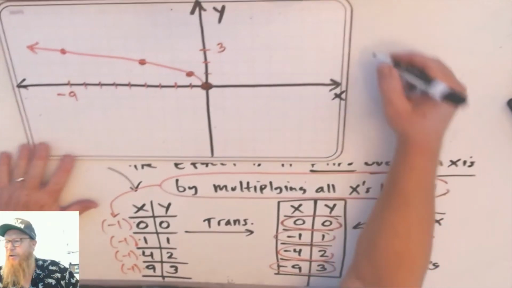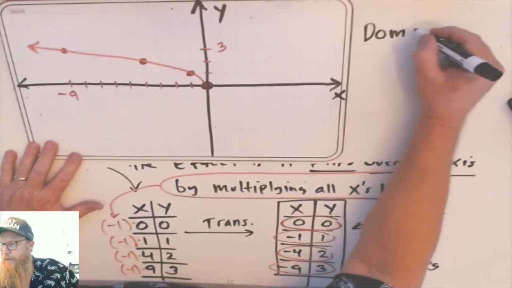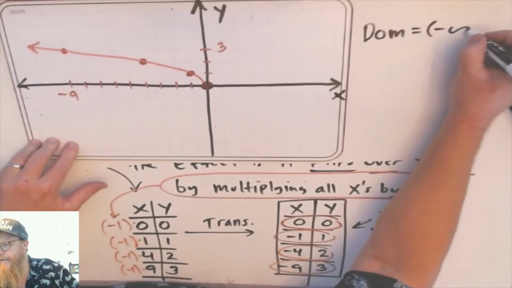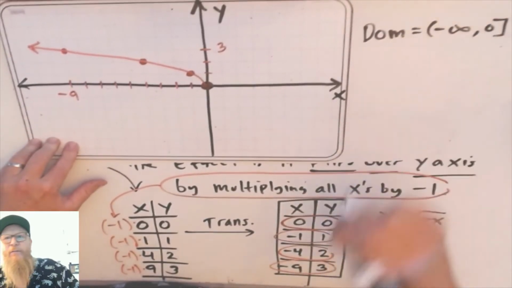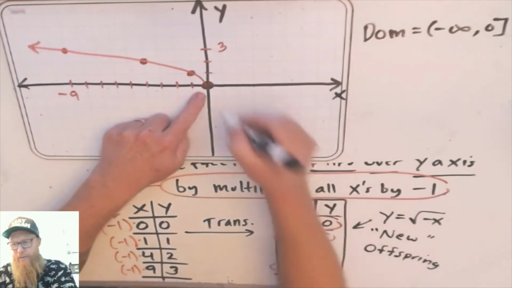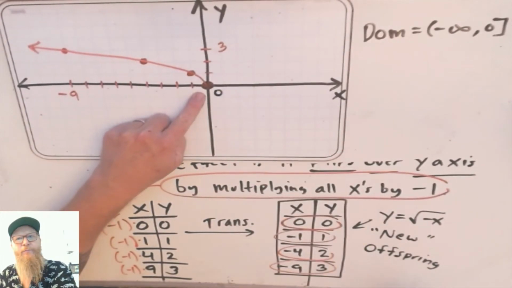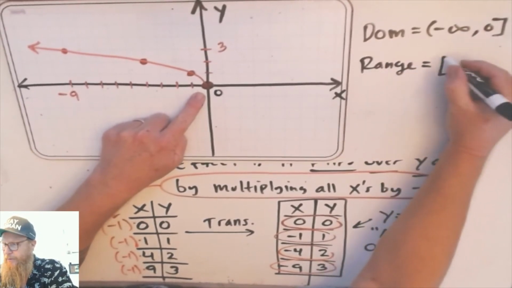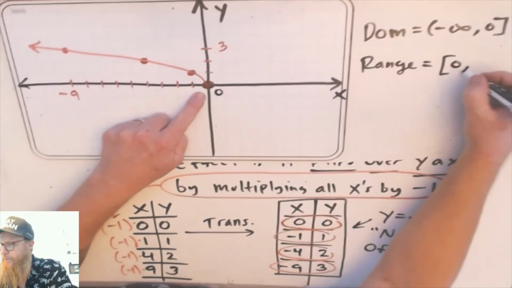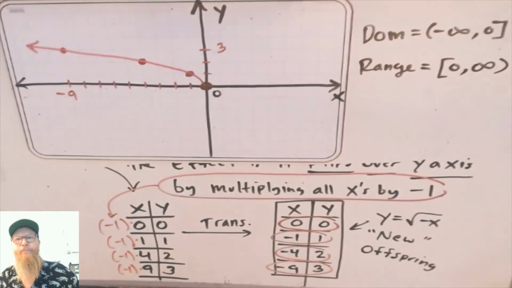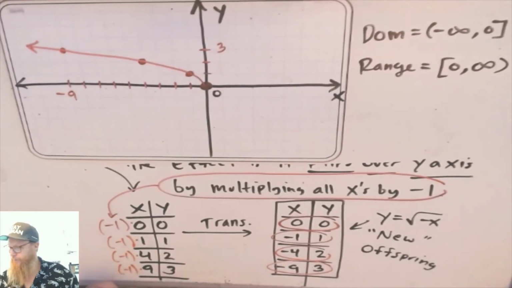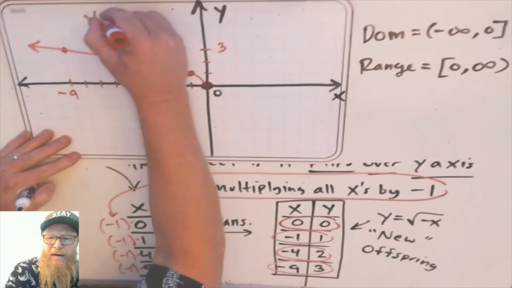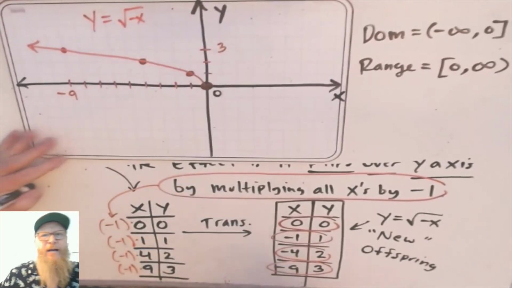I didn't do the domain and range last time, so I might as well do it this time. The domain is -infinity to 0, touching 0, so it does include 0. The range is the y values from 0 to infinity. All right. So this is y is the square root of -x.